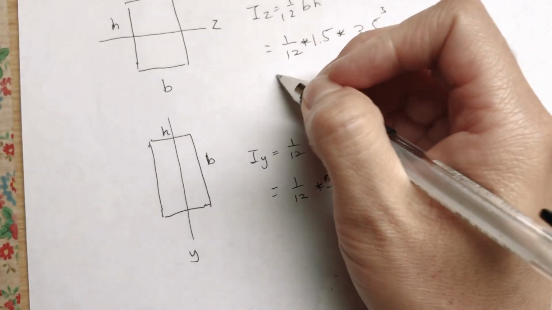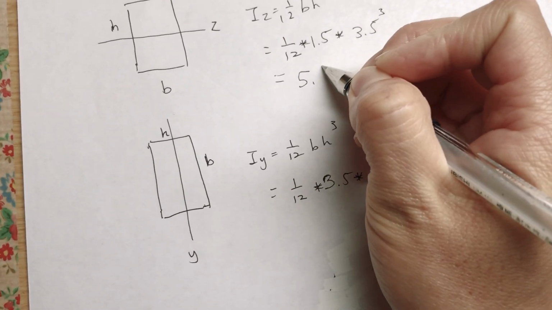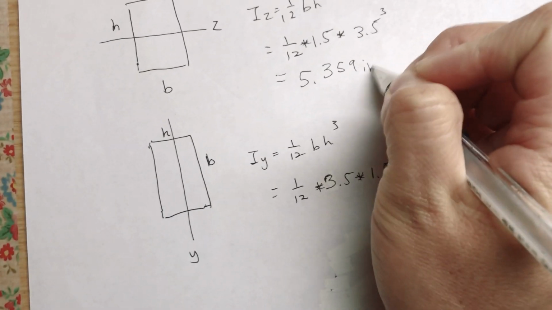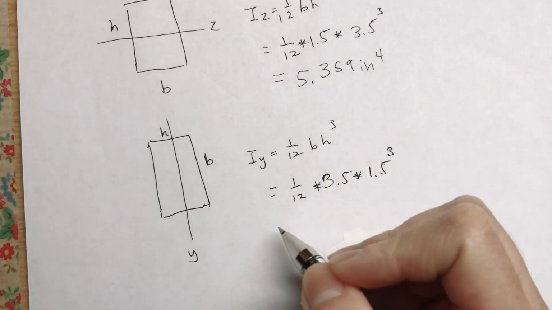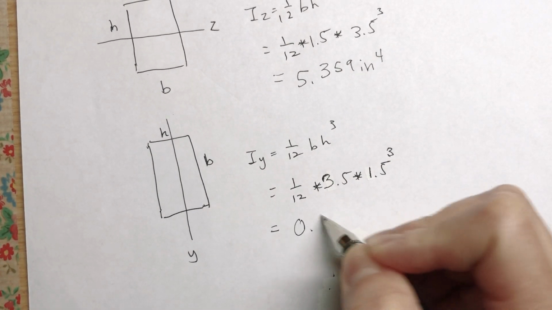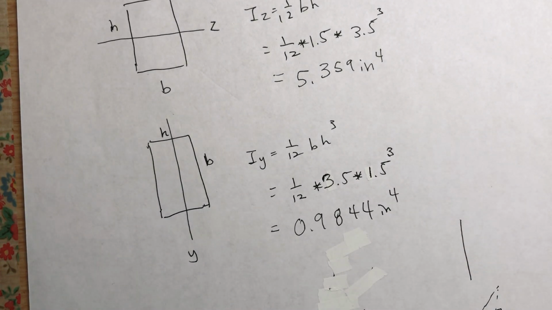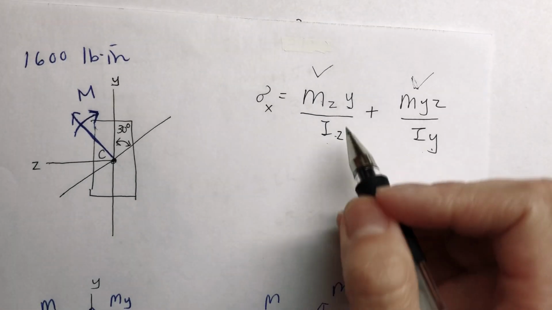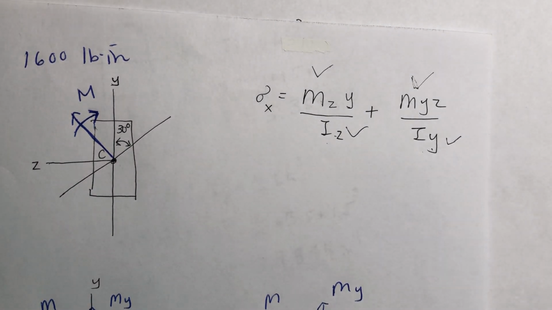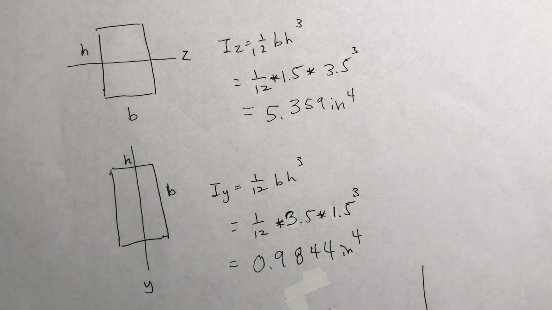So Iz is 5.359 inch to the fourth. Iy is 0.9844 inch to the fourth. Okay, so we found Iz and Iy. Now we need to find y and z.